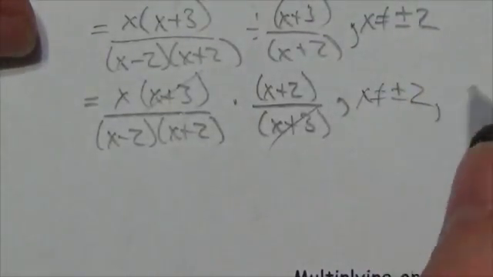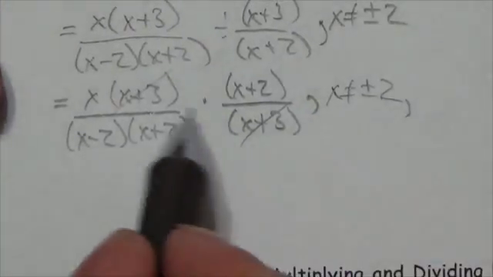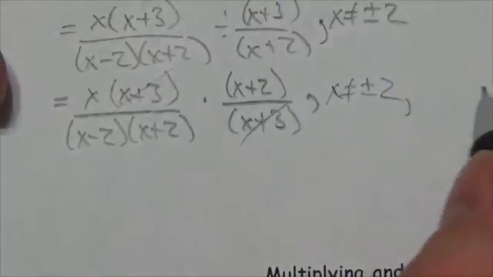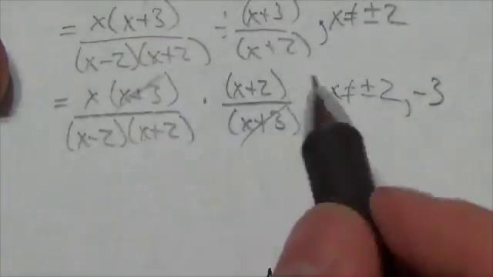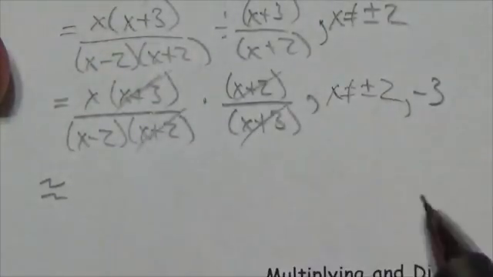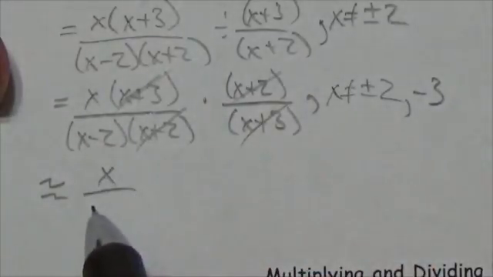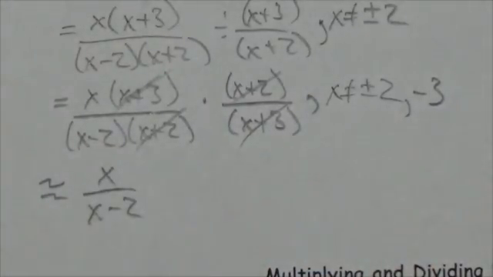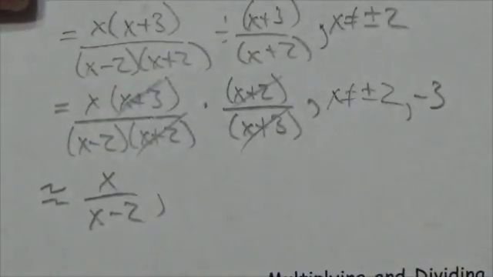Oh, I'm sorry, and I should have stated that one more. I just keep getting ahead of myself. There's one more non-permissible now because I've introduced a new term in the denominator. Sorry, x can now not equal negative 3 as well. Now, x plus 3 over x plus 3 is going to become a 1. X plus 2 divided by x plus 2 will also become a 1. In the numerator, I'm left with just the factor of x, and in the denominator, just x minus 2. That's equivalent to the initial question.